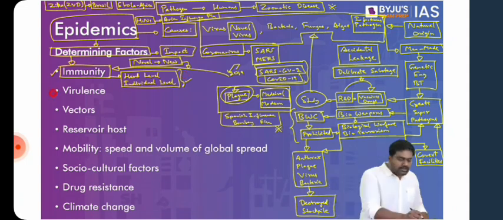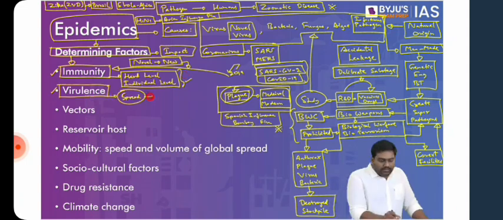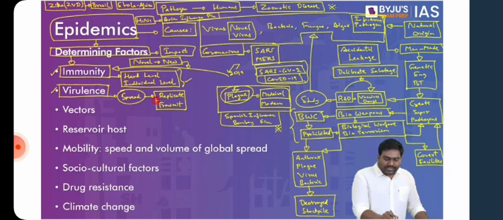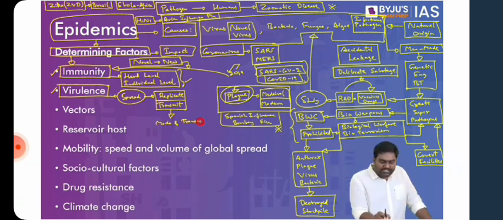All right. Next, virulence. How quickly can the pathogen spread? How quickly can it replicate? How quickly can it transmit from person to person? These factors play a critical role. Its rate of replication and transmission and mode of transmission as well. Mode of transmission is critical.